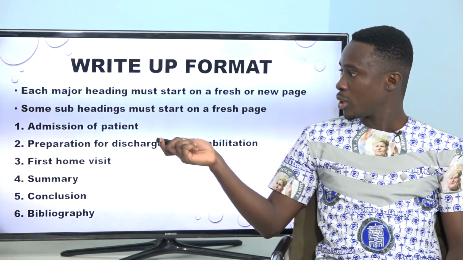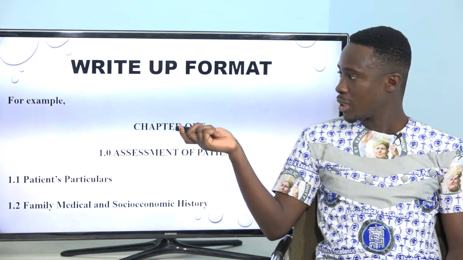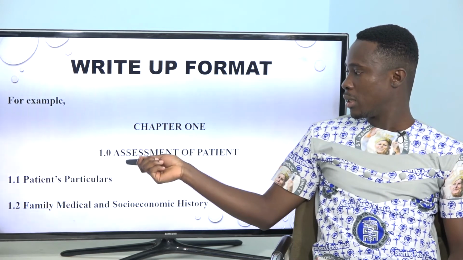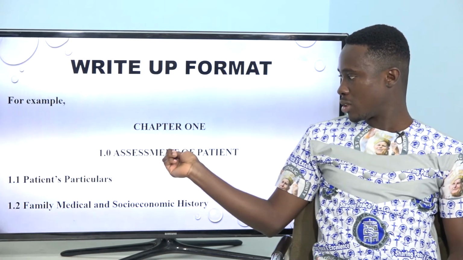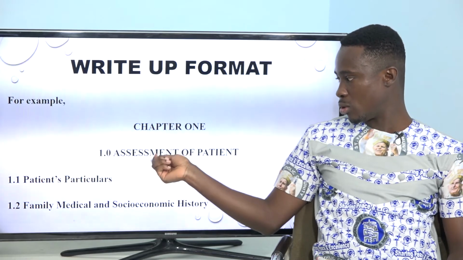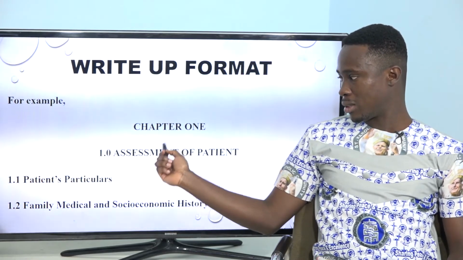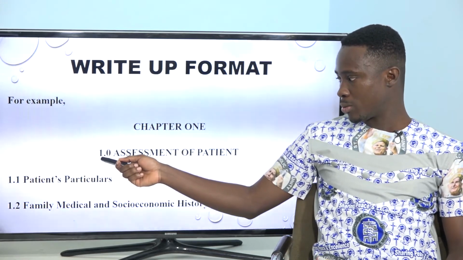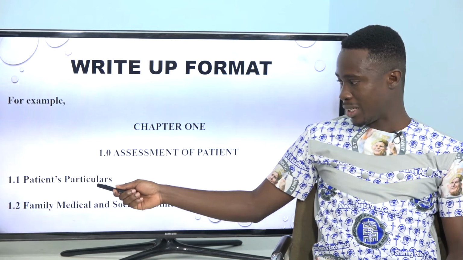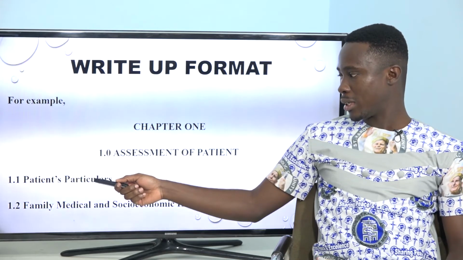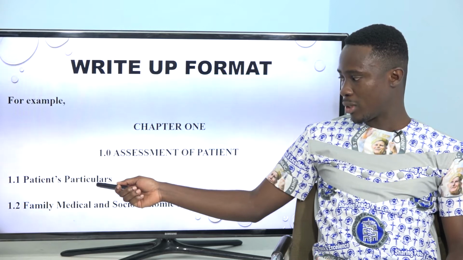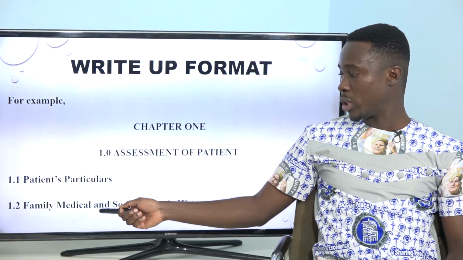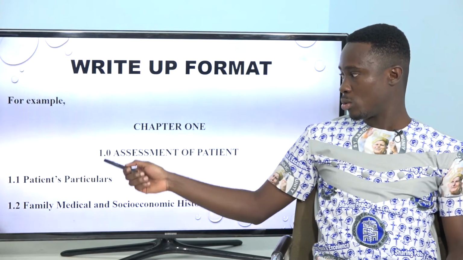So when you look at it here, you can see the example. Chapter 1, which is assessment of patient, is bolded, it's Times New Roman, and it's center aligned. It's in the middle. That's what we mean by center aligned. And it's numbered, so 1.0. And these are sub-headings, like patient particulars and family and medical socioeconomic history, which we did in Module 1 or Chapter 1. So this is it.